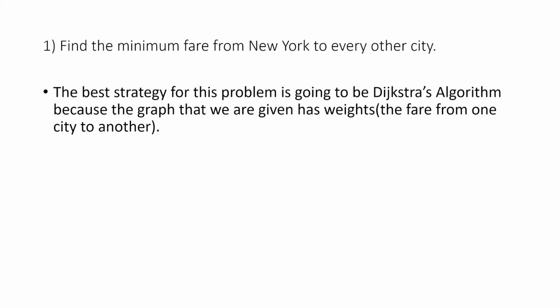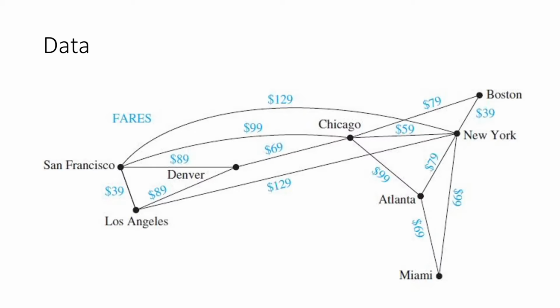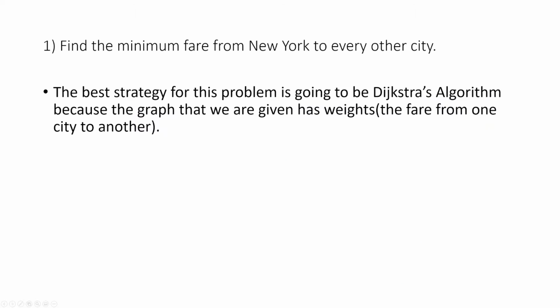So the first problem that we have is that we have to find the minimum cost from New York to every other city. And if we look at this graph, we set this as our starting point, and then because this is a weighted graph, we're going to use Dijkstra's algorithm. It's just the obvious choice because it has weights.